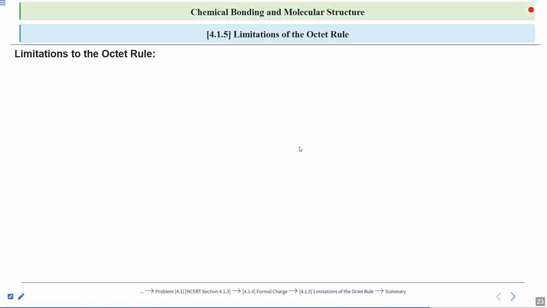Now what are the limitations to this octet rule? The first limitation is, in some molecules we see a stable structure although the octet is not complete. You can see it in the case of LiCl. Li is not forming a complete octet. Similarly, beryllium and boron are also not forming one. Boron has 6 valence electrons, beryllium has 4 valence electrons and lithium has 2 valence electrons.